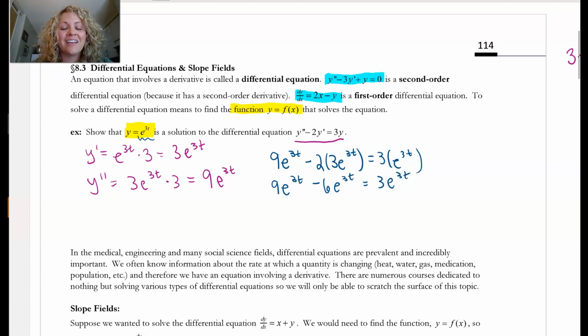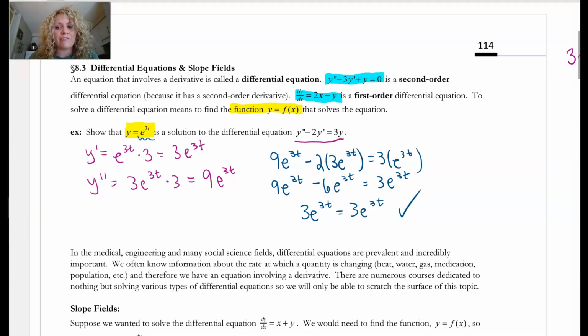Now, to take this all the way home to show that these are equal, we could combine our like terms on the left. I can just subtract those coefficients. So 9 minus 6 is 3. So we're left with 3e to the 3t equals 3e to the 3t. So we have shown that the function y equals e to the 3t is a solution, not necessarily the only solution, to the differential equation y double prime minus 2y prime equals 3y.